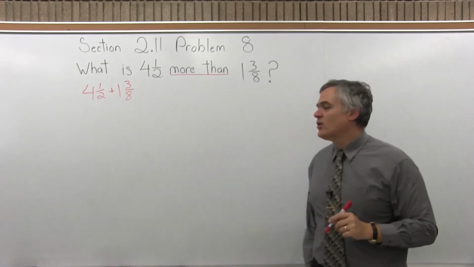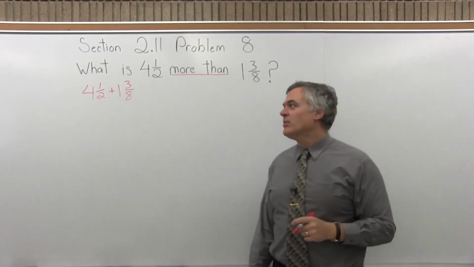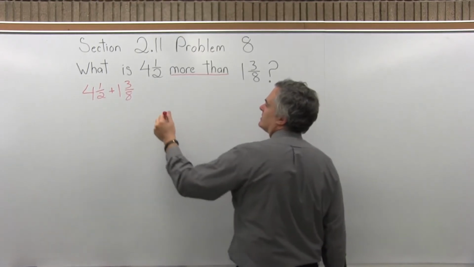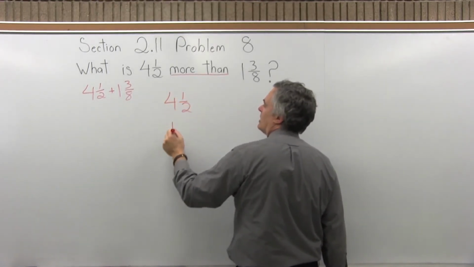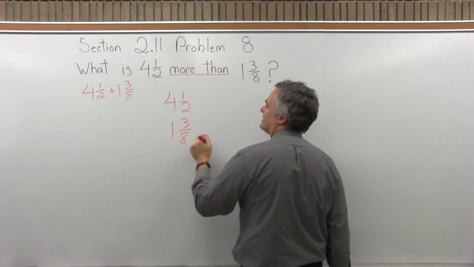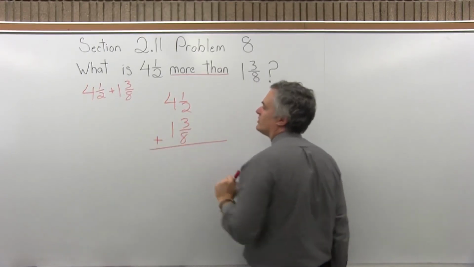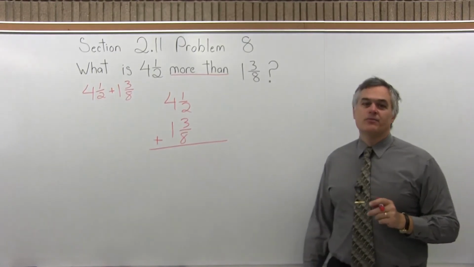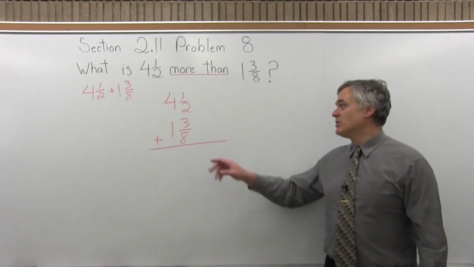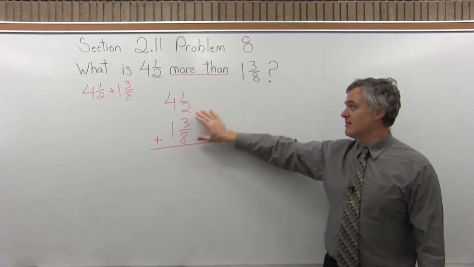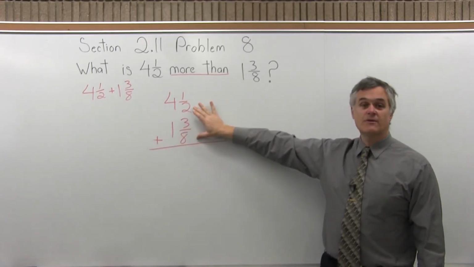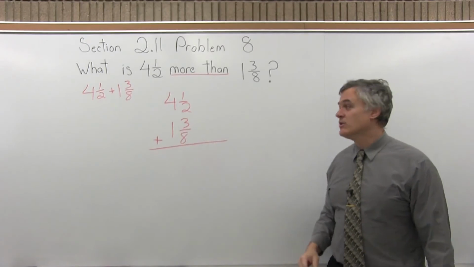And again, it can be done horizontally just the way it's written, but I find the vertical format easier to deal with. So I will write it this way, up and down, 4.5 plus 1 3/8 like this. I like doing it this way. Now, when I add fractions, I need to have a common denominator. My denominators are not the same yet, but I can make them the same. I have a denominator of 2 and a denominator of 8. 8 would make a very good common denominator.